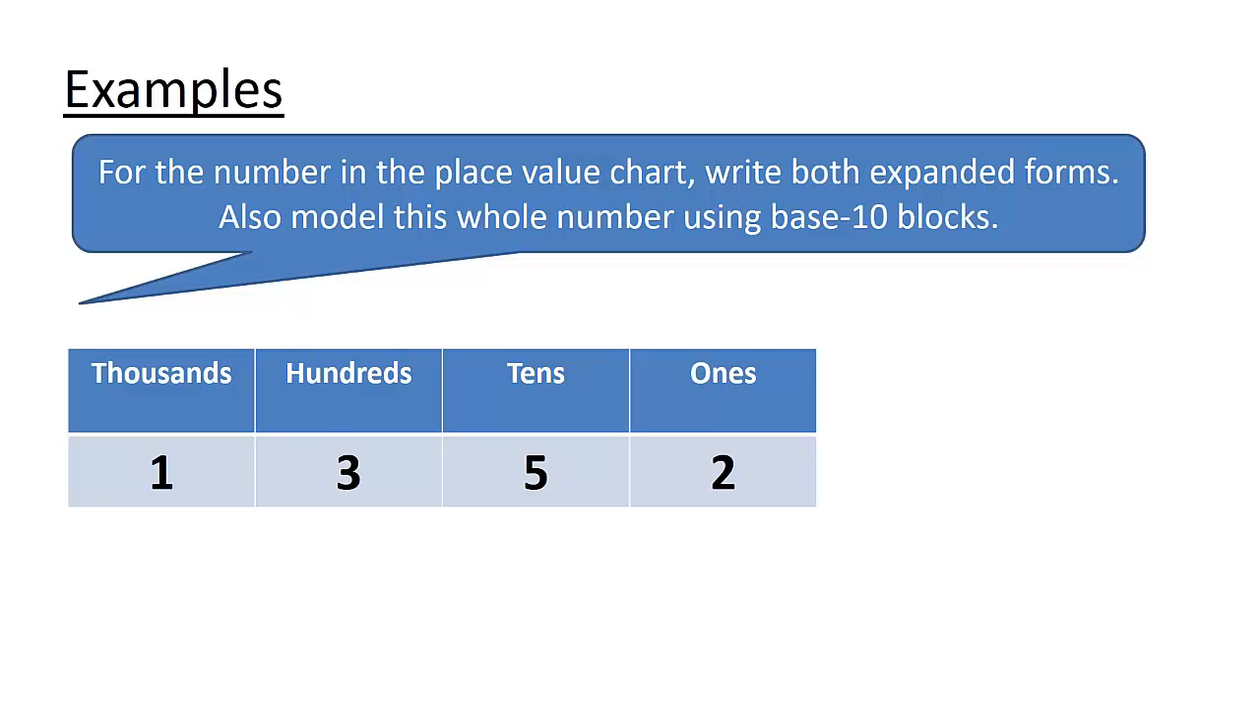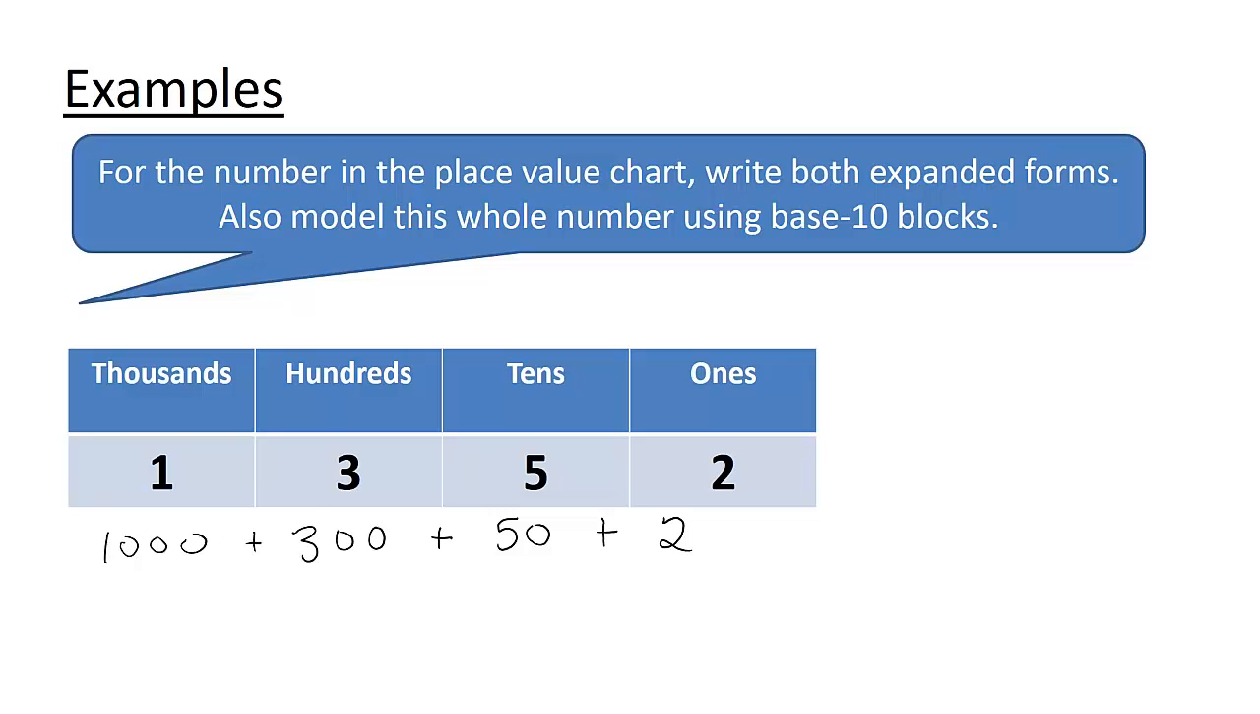For our last example, we have a place value chart given to us. And we're going to write this in both expanded forms. And after we're done that, we're going to model using base 10 blocks. Our first expanded form is going to look like this. We have 1,000 plus 300 plus 5 tens is 50 plus 2 units.